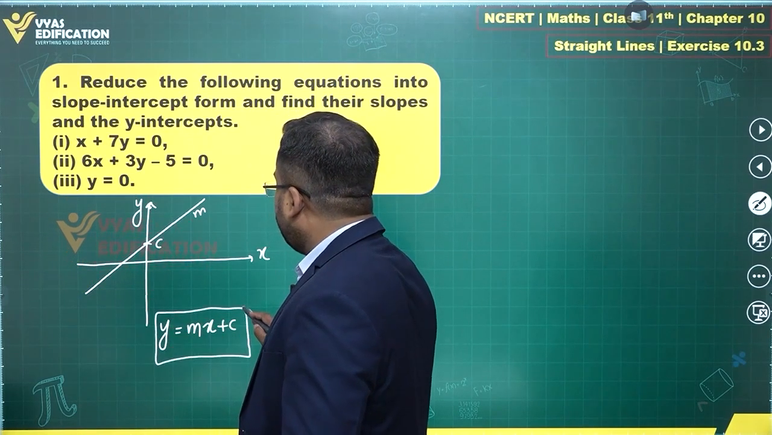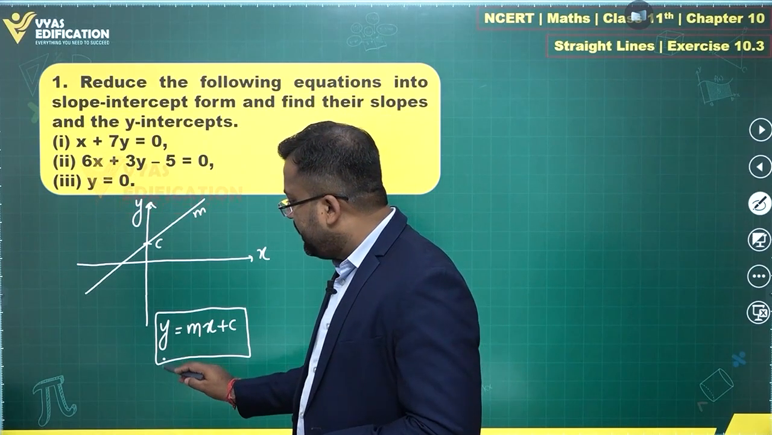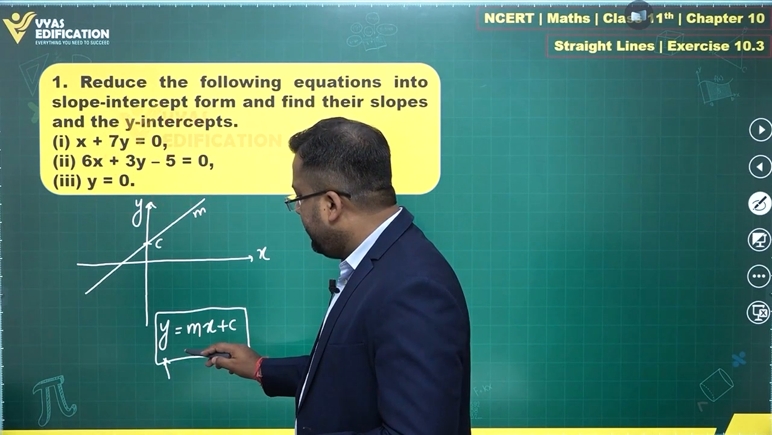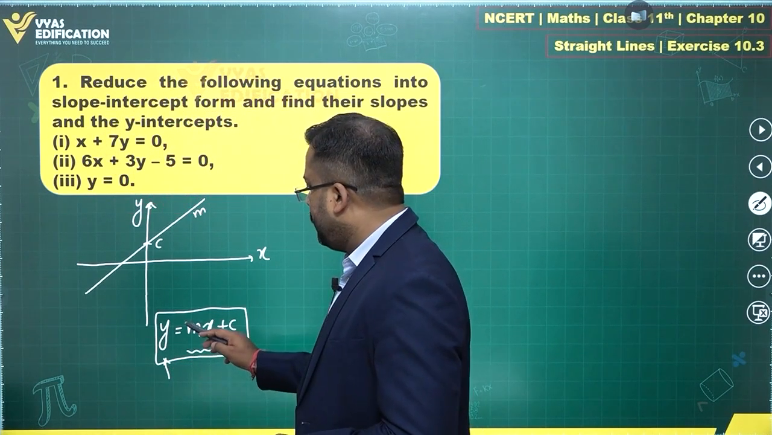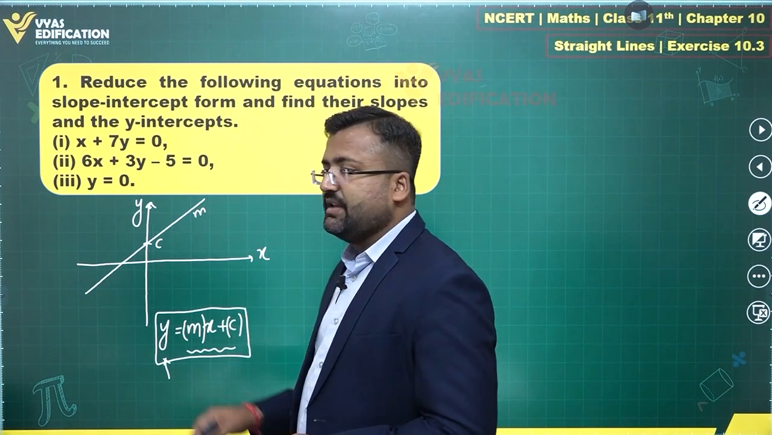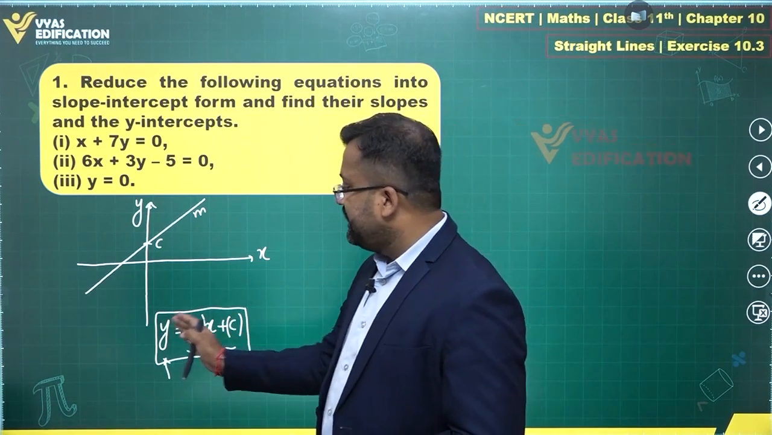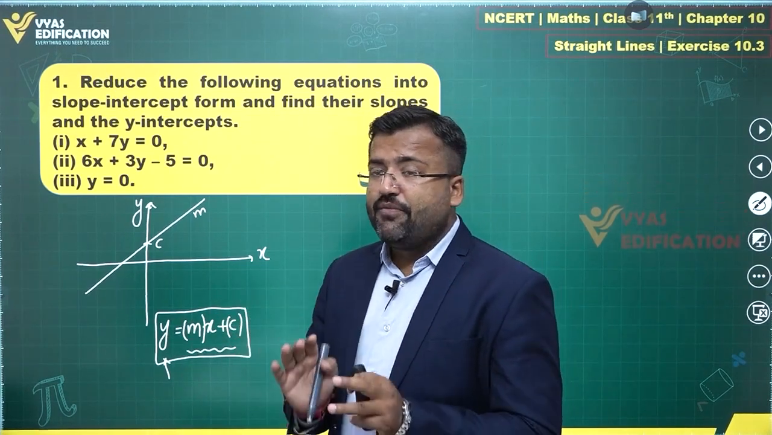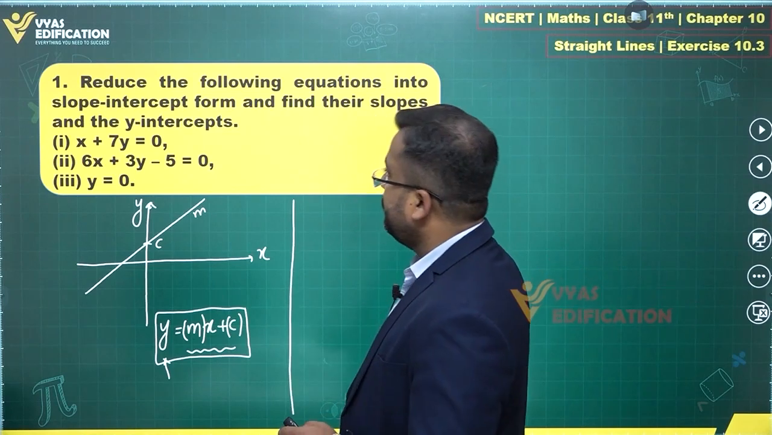So for writing any equation in slope-intercept form, you have to bring y on the left hand side and rest everything on the right hand side. The coefficient of x will give me the slope and the constant term will give me the y-intercept, right? Bring y on the left hand side. This is the form in which we want to finally bring any equation that comes in front of us, right?